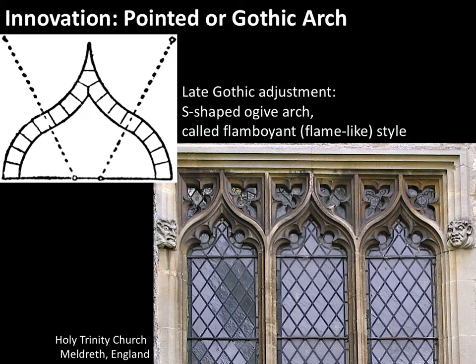Later in the Gothic period, there was an adjustment in some buildings where the pointed arch wasn't quite pointy enough. So the ogive arch, which forms this beautiful S-shaped curve, was introduced, and that causes these beautiful flame-like arches, right? That is called flamboyant style. Flamboyant literally means flame-like. So that is an arch that can still be swung with a compass. If you put a compass point here and a compass point here, you can still swing that curve, but this is a later, fancier adjustment in the Gothic period.